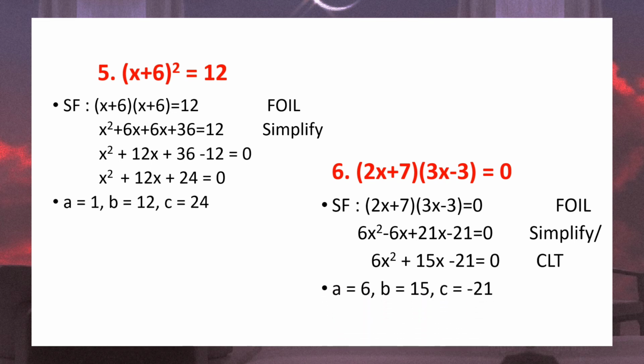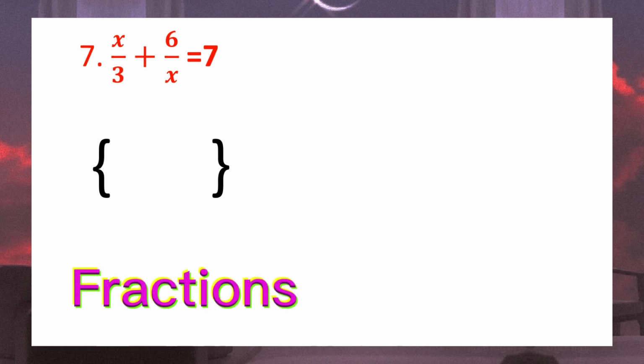And now we can identify the values of a, b, c. So the value of a here is 6, the value of b is 15, and the value of c is negative 21. Next, okay, dito naman sa item number 7, medyo mahirap-hirap ito because it involves concepts of rational numbers or fractions. So as you can see here, we have x over 3 plus 6 over x equals to 7.